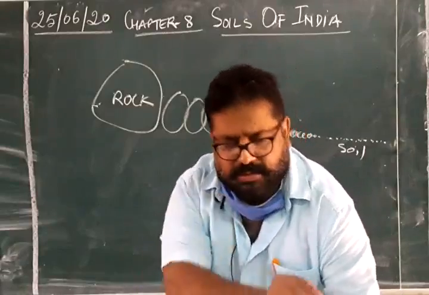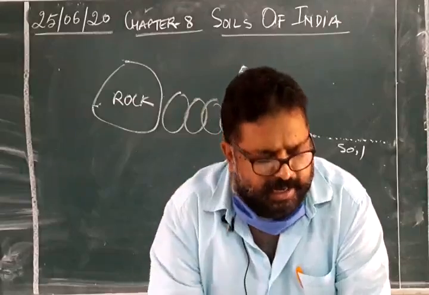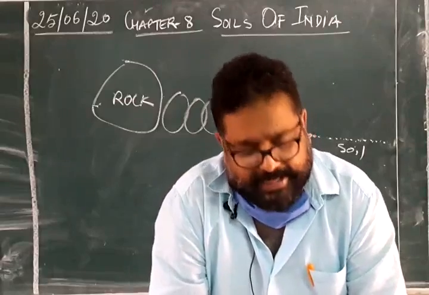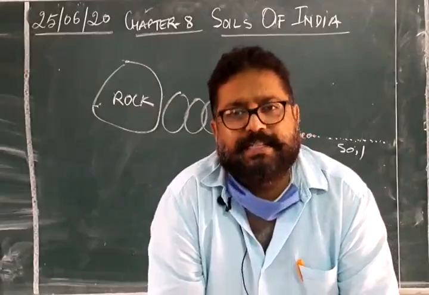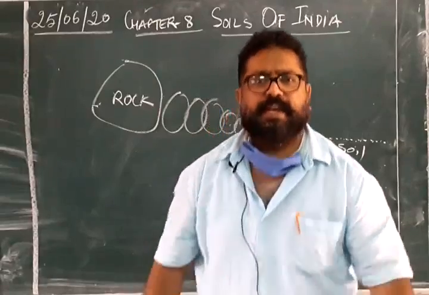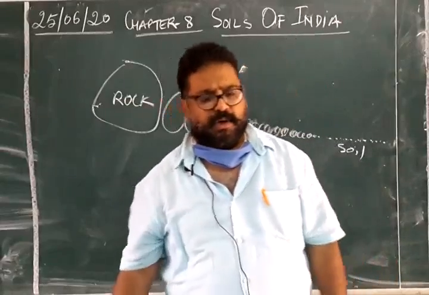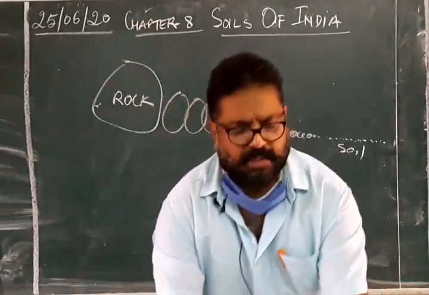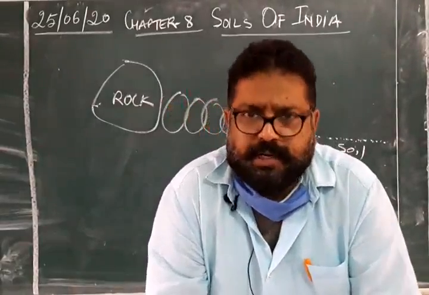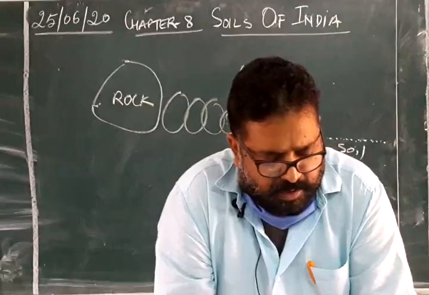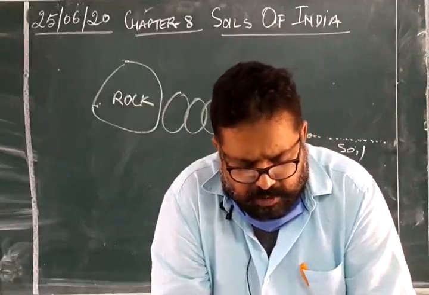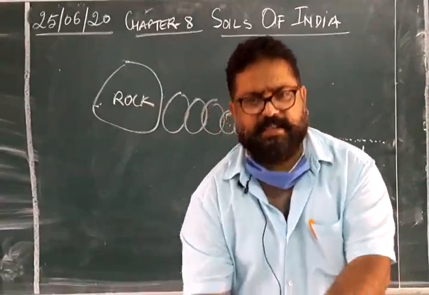So these alluvial soils are very fertile and suitable for growing food grains, sugar cane, oil seeds, etc. Food grains: wheat, rice. These are our food grains. All the dals, pulses. Sugar cane, you know sugar cane, very nice it is. Then oil seeds.